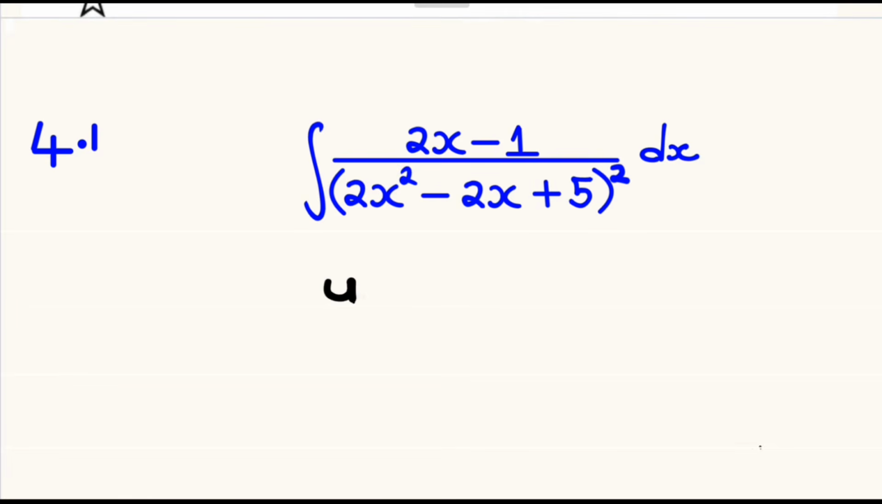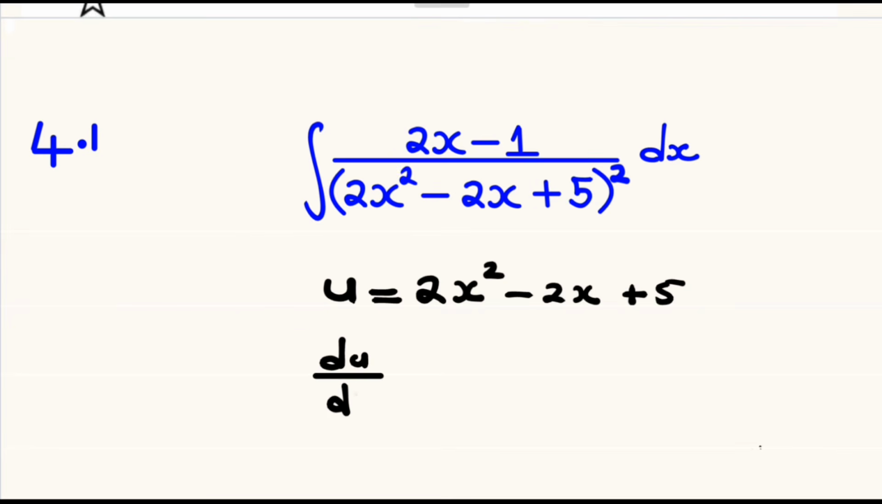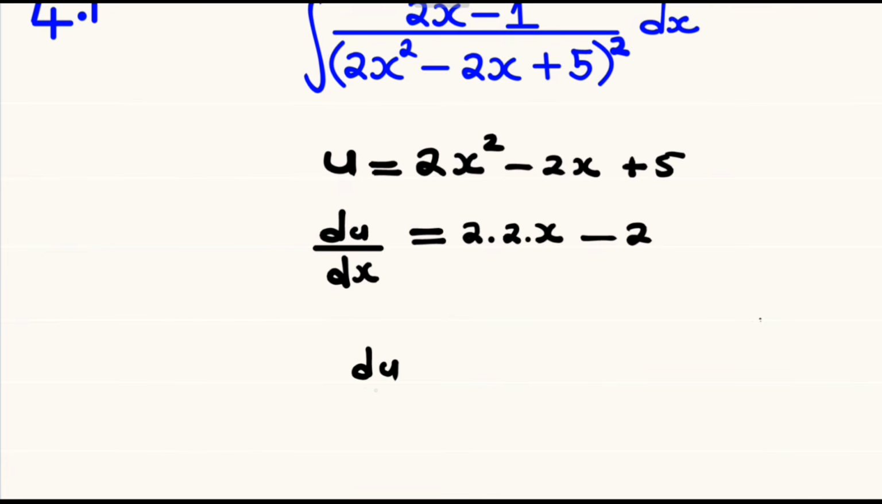So, ladies and gentlemen, we let u be equal to 2x squared minus 2x plus 5, and we differentiate u with respect to x. So the derivative of u with respect to x will be 2 multiplied by the derivative of x squared, which is 2x, minus 2 multiplied by the derivative of x, which is 1, and the derivative of that 5 will be 0.